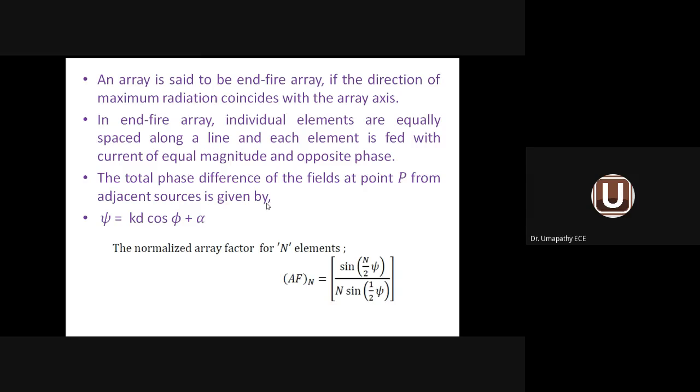Now let us go to end-fire array. I was telling the difference between end-fire array and the broadside array in the beginning of the lecture. Broadside array means maximum radiation perpendicular to the axis of the antenna array. Keep that in mind. End-fire array means maximum radiation along the axis of the array. The antennas are equal in amplitude, but they will be opposite in phase. That is another difference. In the previous case, currents are equal in amplitude and equal in phase. But here, equal amplitude and opposite phase.